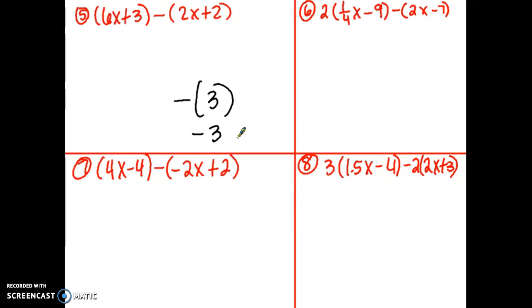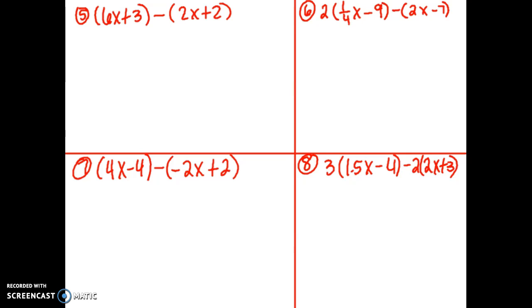We did that because when there's no number here, just like when a variable doesn't have a coefficient, when parentheses don't have a number in between the sign and the parentheses, it's like there's a 1 there. It's like saying negative 1 times 3 is negative 3. That's why you take the opposite of what's inside parentheses. Subtracting linear expressions is the same way. We have 6x plus 3 minus 2x plus 2.